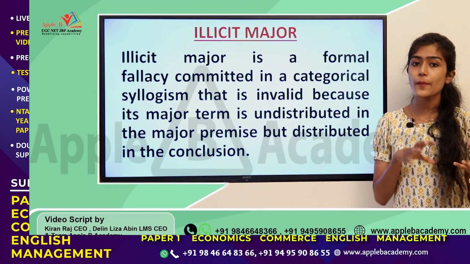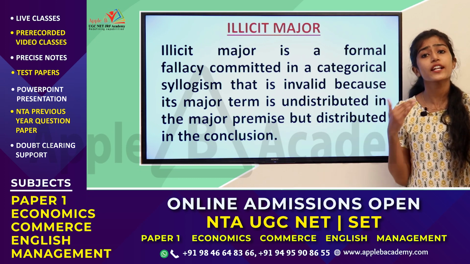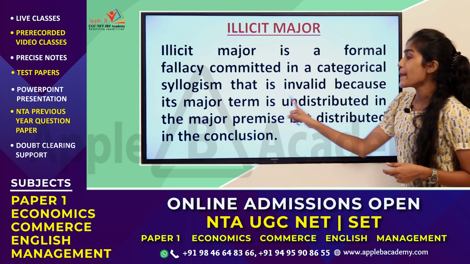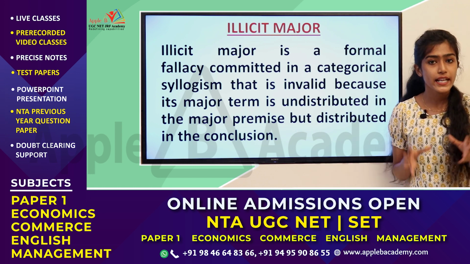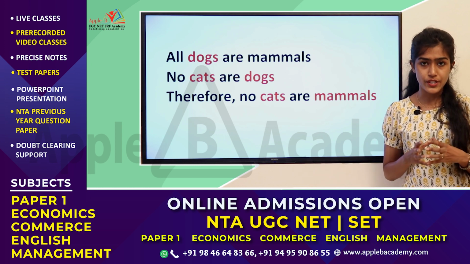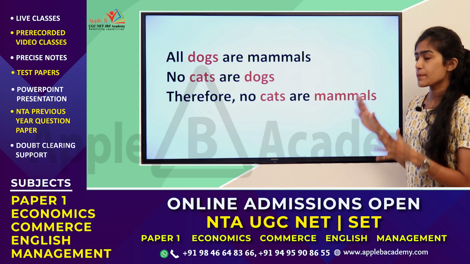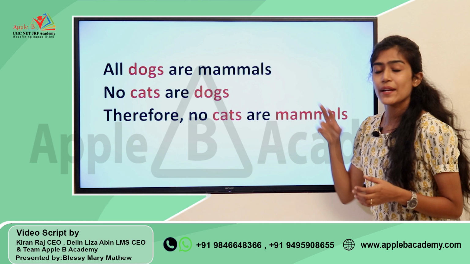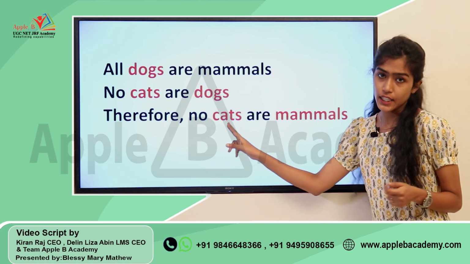What is our rule? A term that is not distributed in the premise cannot be distributed in the conclusion. That is our rule. But what happens in an illicit major? The major term is undistributed in the major premise, but it is distributed in the conclusion. I will just show you an example. If you consider this particular syllogism, first we have to identify the different terms. It has 3 propositions. The first 2 can be called the premises and the last proposition is our conclusion.